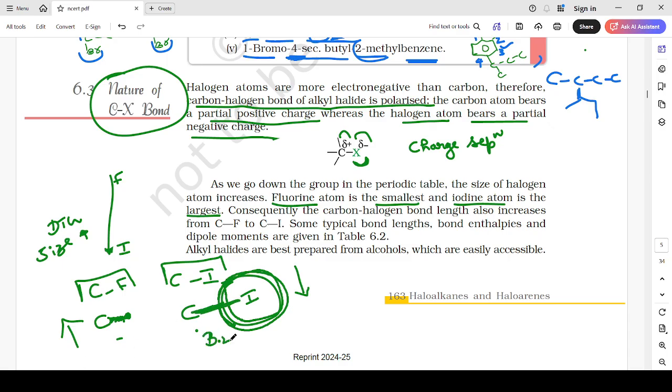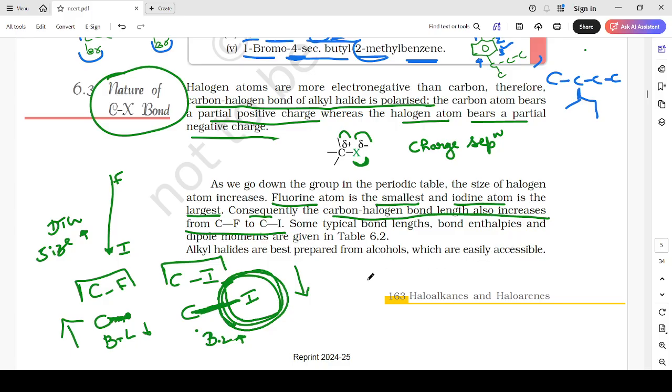Therefore, I can understand it. Bond length should be more here, and here the bond length will be less. Consequently, the carbon-halogen bond length increases from C-F to C-I. We can understand it this way.